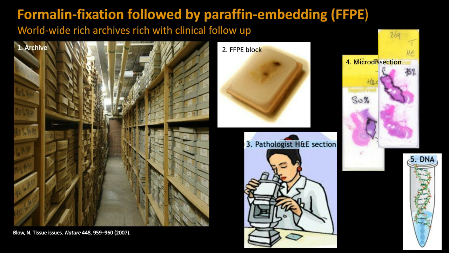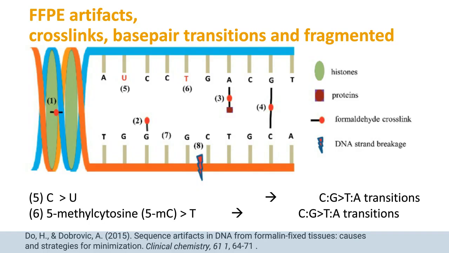So DNA that is then isolated from the FFPE materials is very often compromised. The whole paraffinization and fixation is made to have a good morphology, but it's not made to have good DNA. So we have a lot of crosslinks, base pair transitions, and most of all, the DNA is very fragmented, because of a lot of breaks in the DNA during the fixation process.